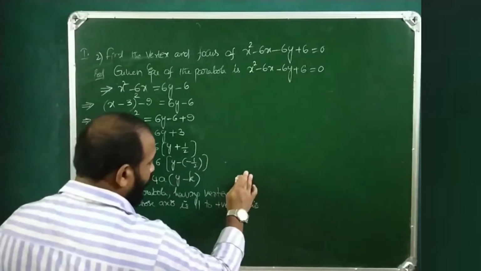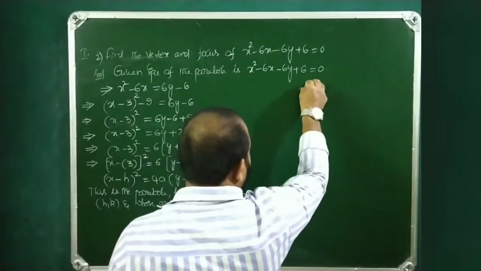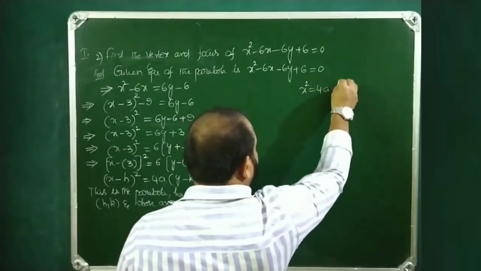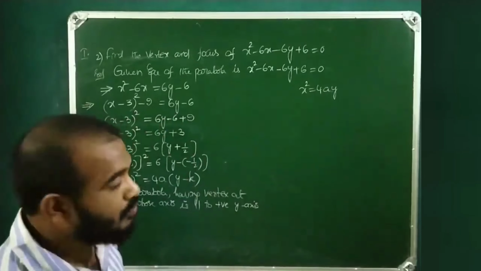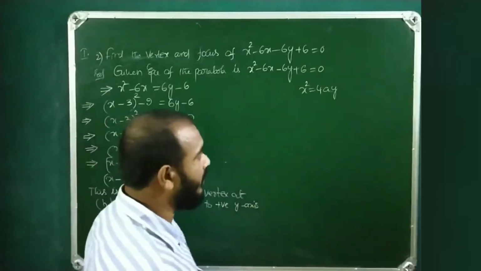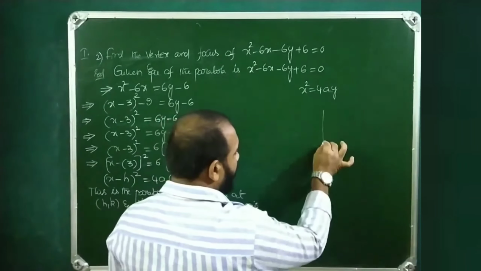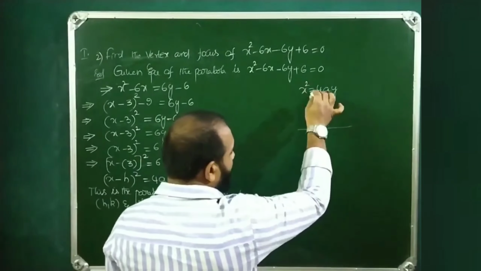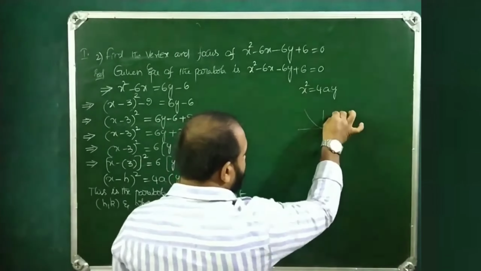So what are the specifications for x square equals to 4ay? So actually the curve of this is x power even, symmetric about the y axis. This is that.